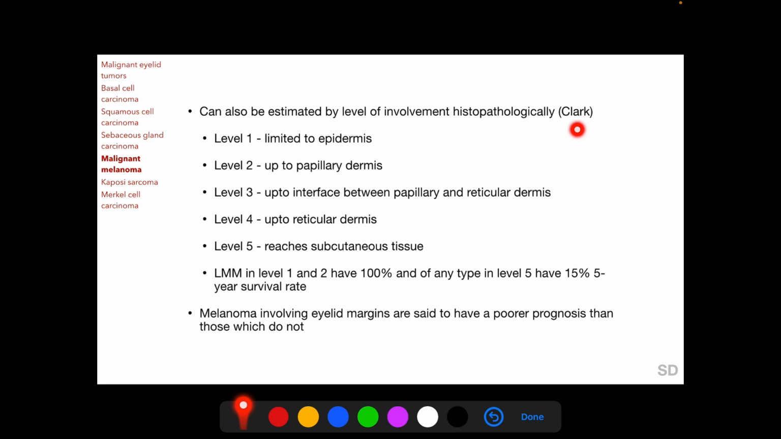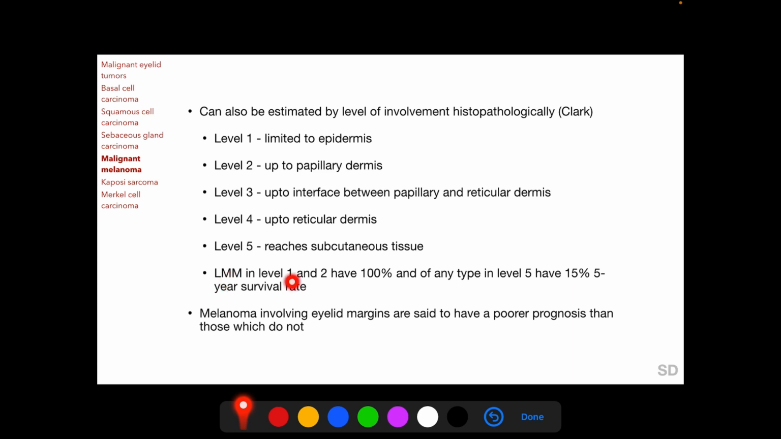And in the Clark system, the tumor is said to be in level 1 if it is limited to the epidermis, in level 2 if it reaches up to the papillary dermis, in level 3 if it reaches up to the interface between the papillary and the reticular dermis, in level 4 if it reaches up to the reticular dermis, and level 5 if it invades the subcutaneous tissue.